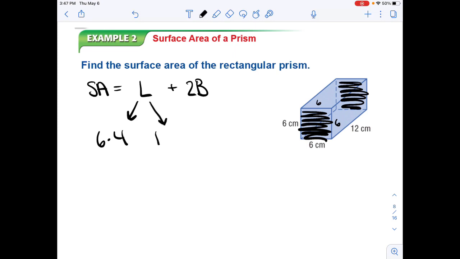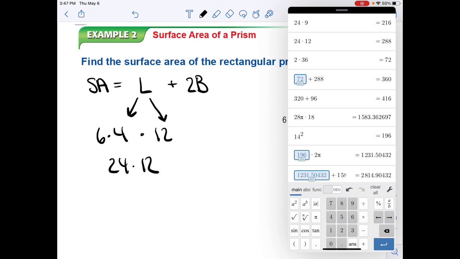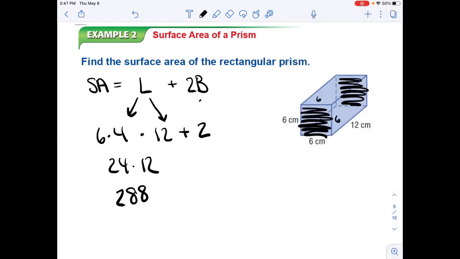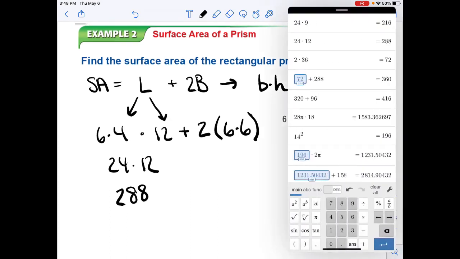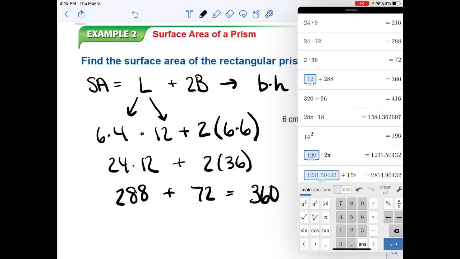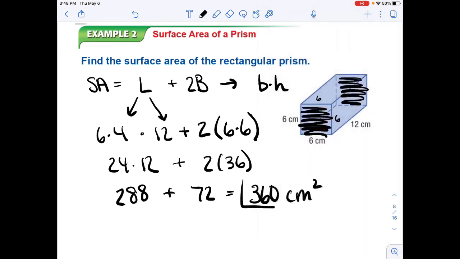Need to multiply it by my height, which is 12, so 24 times 12 will give me my lateral area. And then to that, I need to add 2, and my area of a square is just base times height. So 2 times 6 times 6 will equal 72, and when these are added together, we get 360 square centimeters.